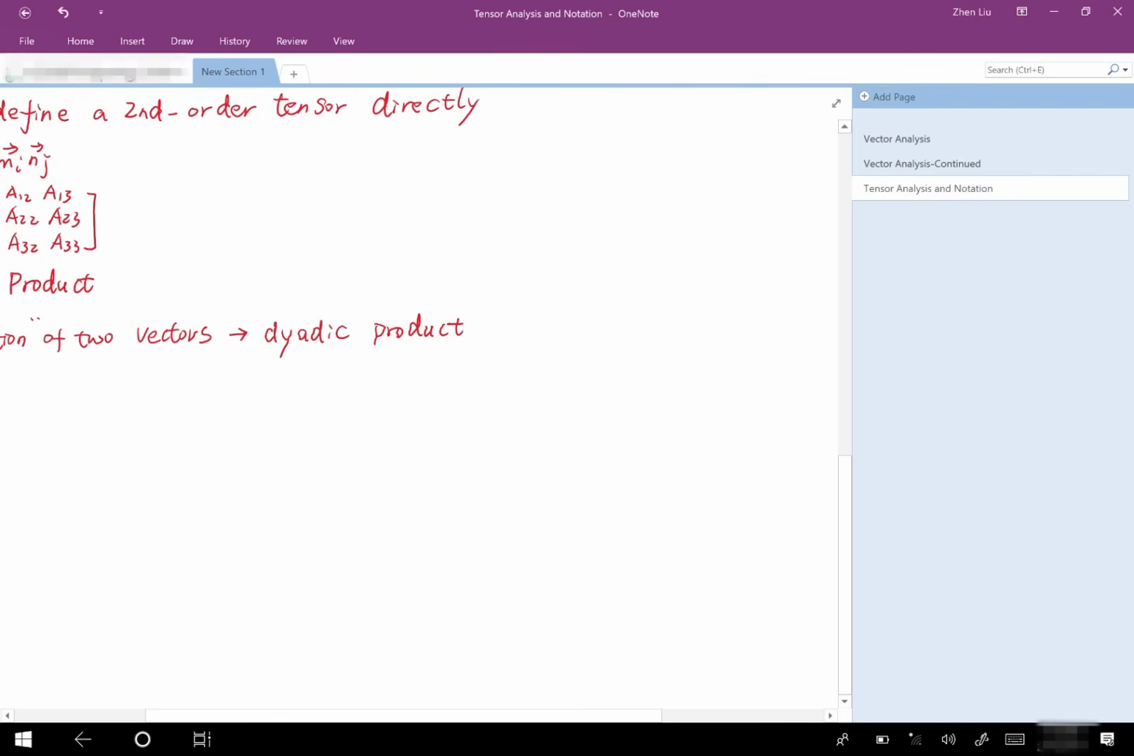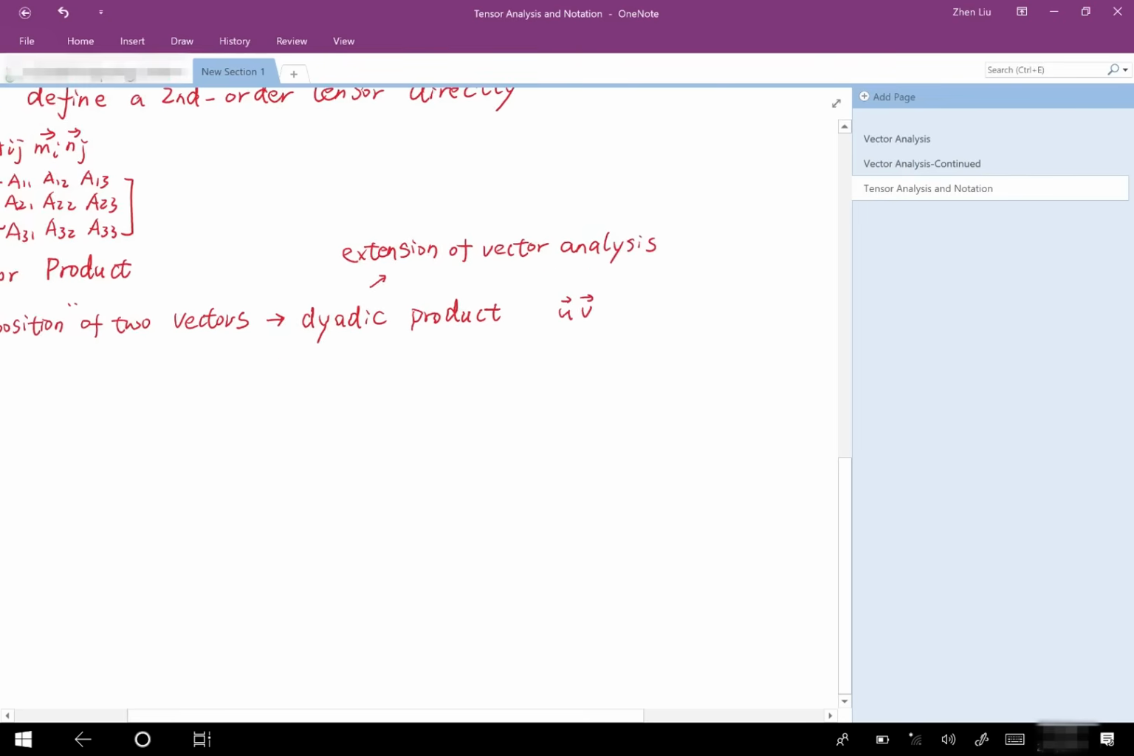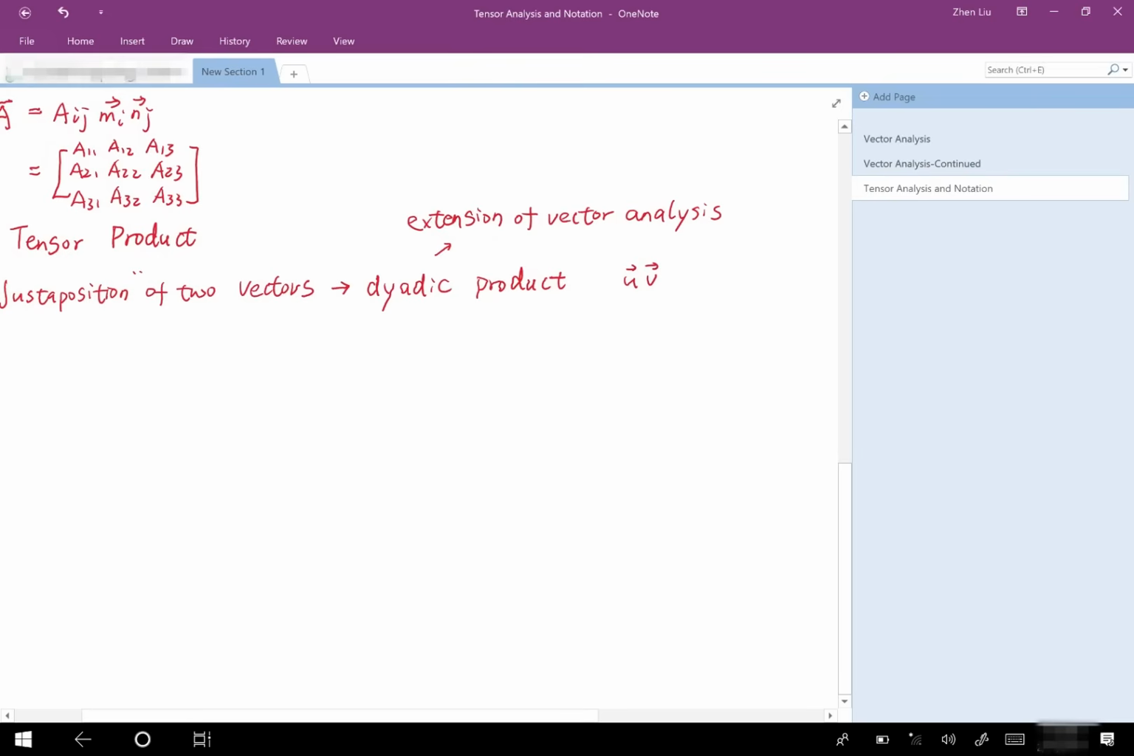So this is an extension of vector analysis. So just UV, you will use a tensor notation. It's written like this. So this is a direct extension of vector analysis. This is what we did in the previous lectures. But we can put two tensors together, two tensors of any orders together. So in that case, it's not necessarily a dyadic product. It's a general tensor product.